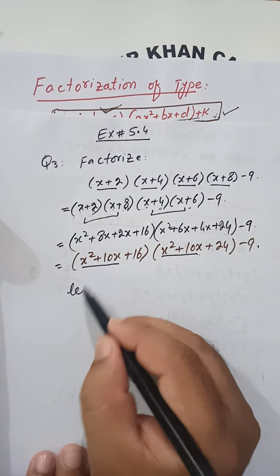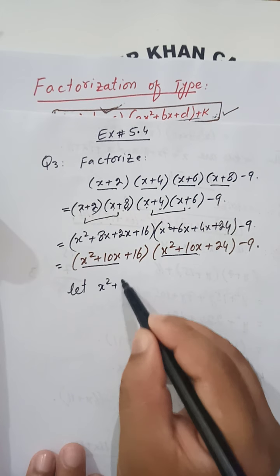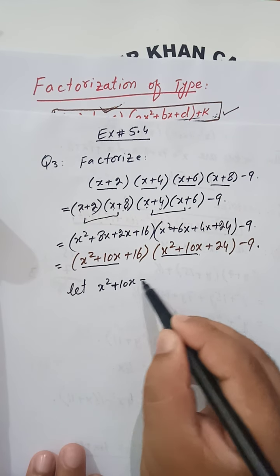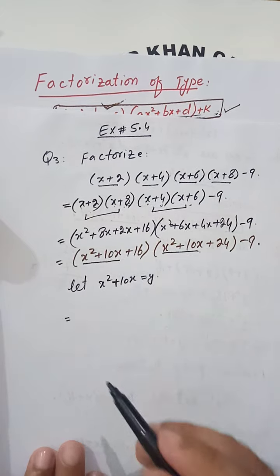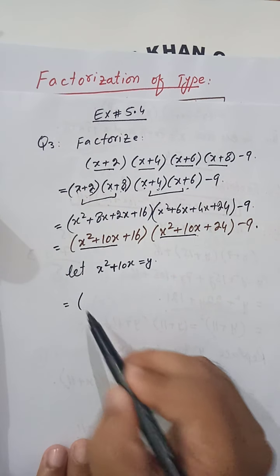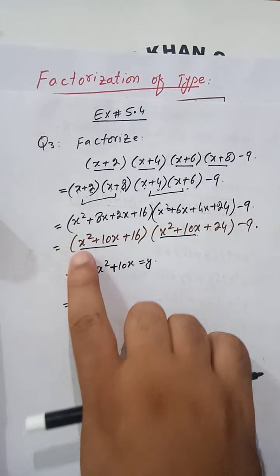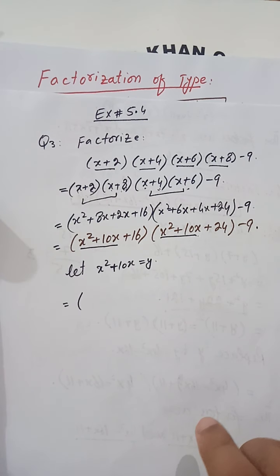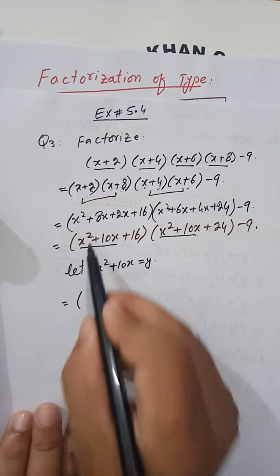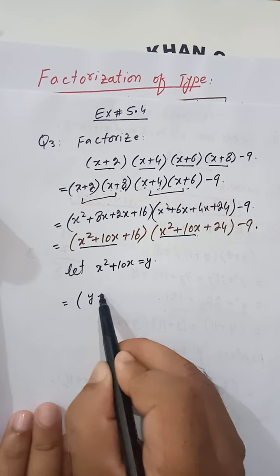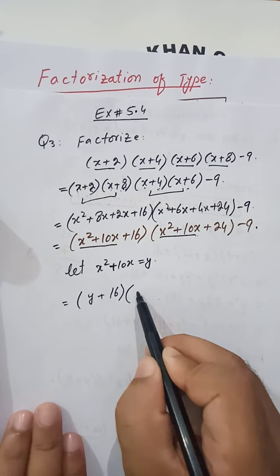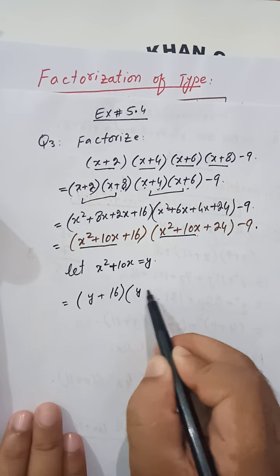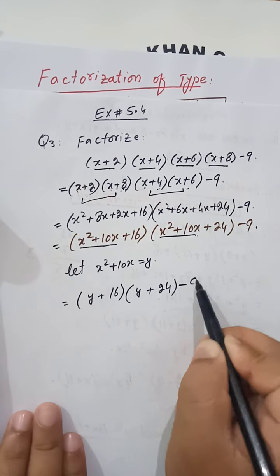So here let's substitute x square plus 10x by y. The above algebraic expression must be biquadratic, since x square multiplied by x square, you will get x power 4. So either you will get 4 linear factors or 2 quadratic factors. So that is x square plus 10x replaced by y, and x square plus 10x replaced by y, 24 minus 9.